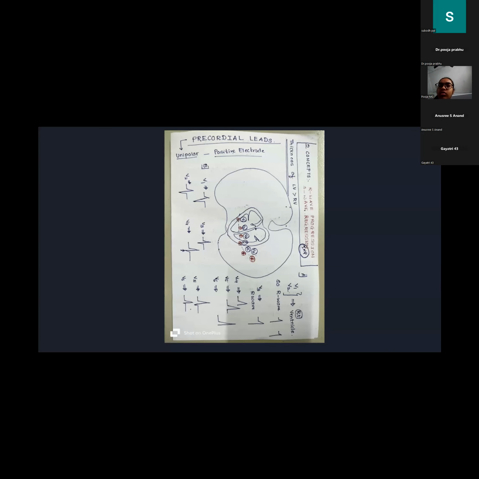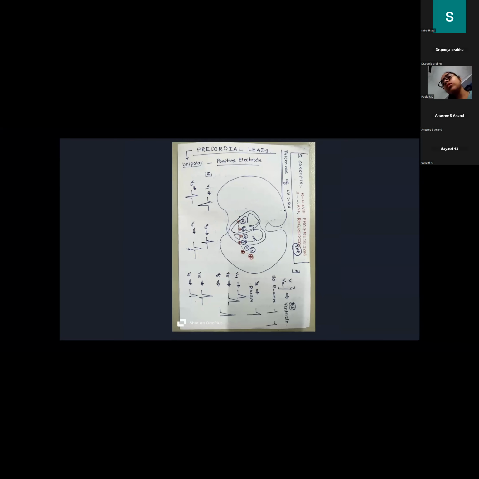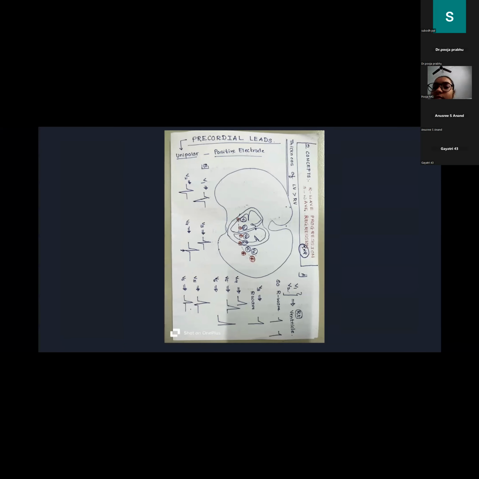Now coming to the precordial leads. Precordial leads are V1 to V6. All the precordial leads are always positively charged because they are unipolar leads.